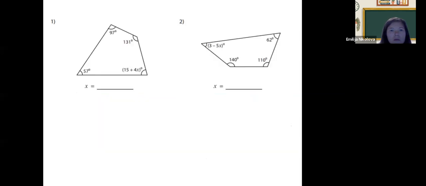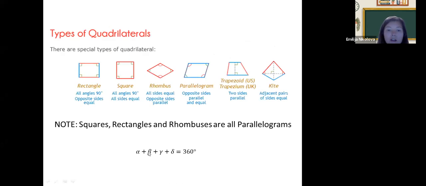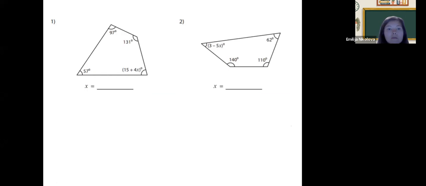Okay. So now we can solve two exercises on quadrilaterals. We can use this rule that I mentioned here, that the sum of all the angles is 360 degrees. We can solve the first one and the second one. Does someone want to solve it, or should I do it? Does someone have some idea how to solve it, or want to help me solve it?